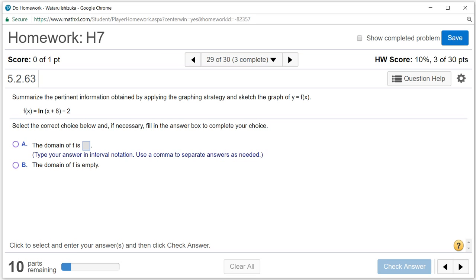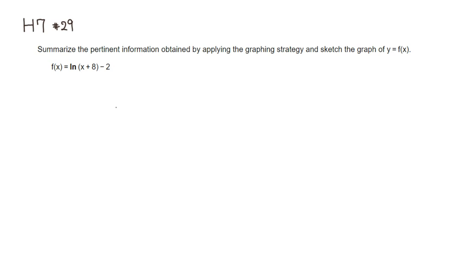Alright, let's look at homework 7, problem number 29. We have a function f of x equals natural log of quantity x plus 8, minus 2. Select the correct choice below and, if necessary, fill in the answer box to complete your choice. So we want to find the domain of this function. Let's look at that.